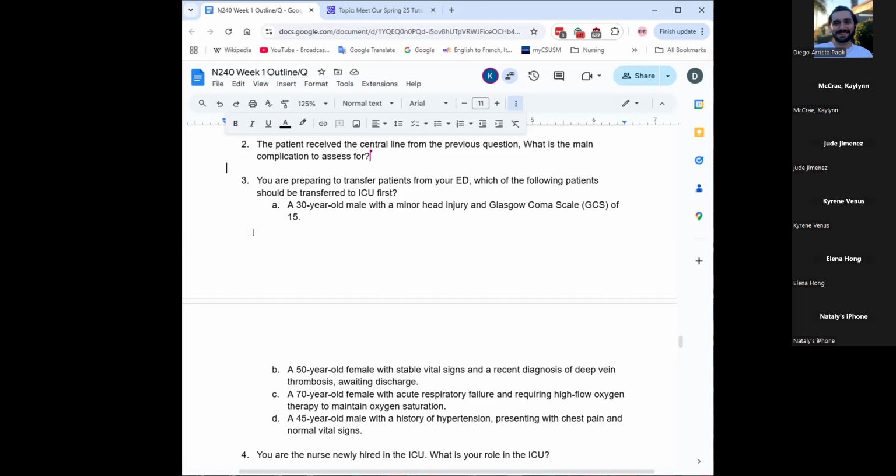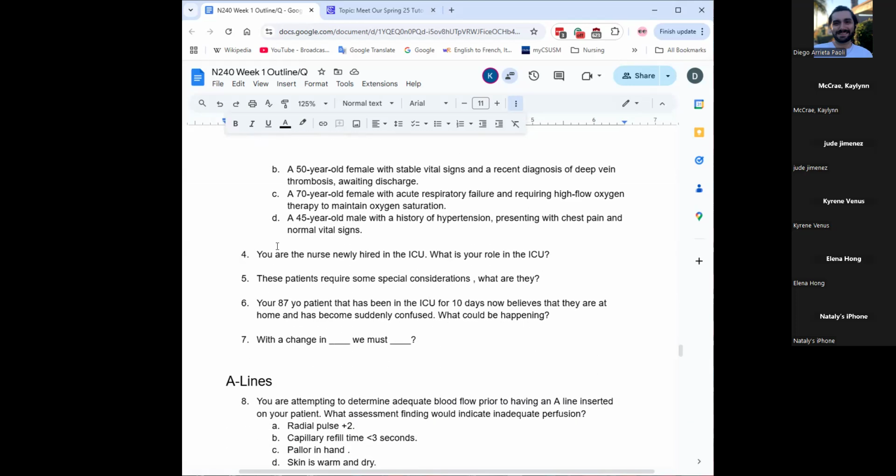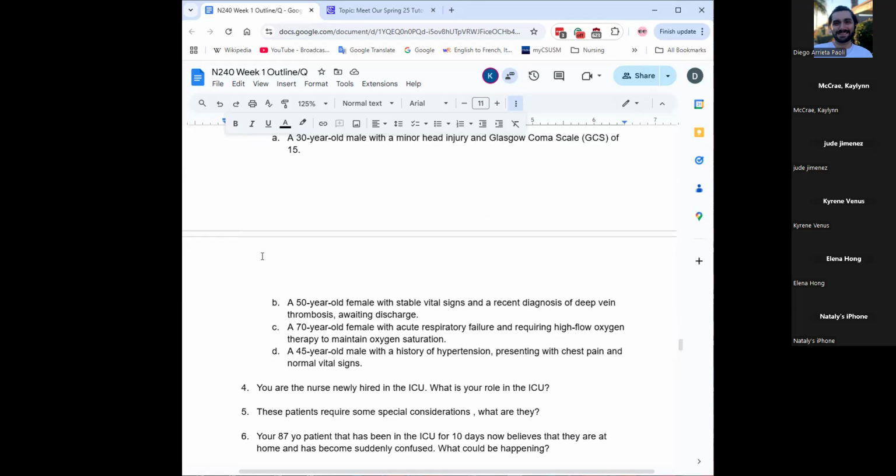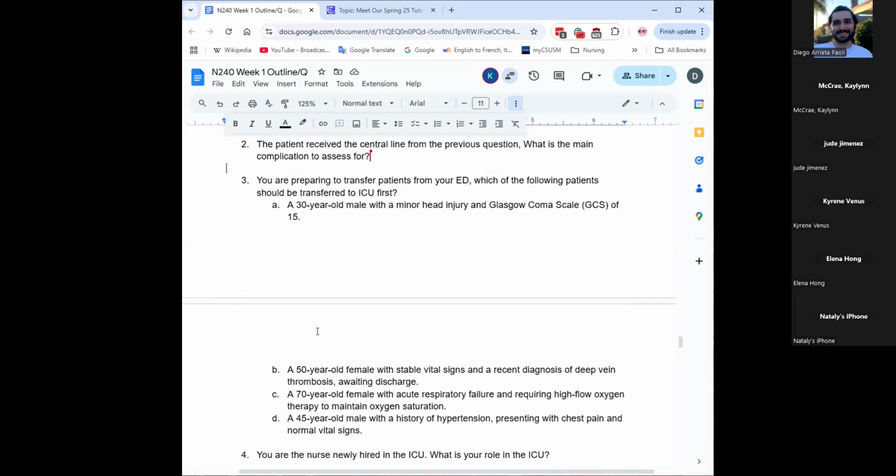Cool beans, guys. Out of curiosity, is there anyone who wanted to choose D, a 45-year-old male with a history of hypertension with chest pain and normal vital signs? And if you did, why did you want to pick it? If not, why did you not want to pick it? I'm just asking. It could be an MI. Vital signs are stable. A, B, and then C.